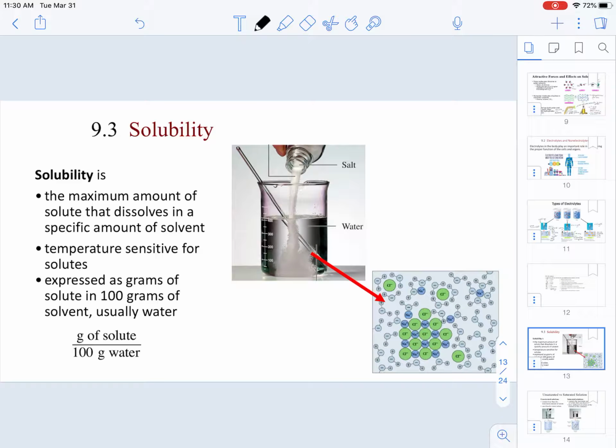So now in section 9.3, we are going to go over the concepts of solubility. As you can see, solubility is defined as the maximum amount of solute that is dissolved in a specific amount of solvent. This concept of solubility can be temperature sensitive, and we're going to see how other factors, including temperature, affects it. And whenever we're talking about something soluble, understand that we can express it as grams of solute divided by grams of water, in the case that water is our solvent.